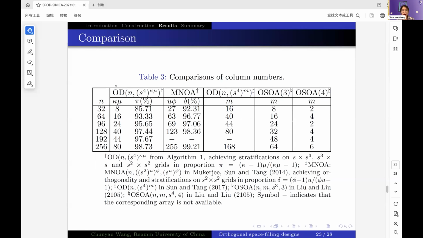Furthermore, the designs from algorithm 1 enjoy better space-filling properties, and they can accommodate many more columns than this type of designs. To sum up, the proposed designs enjoy better space-filling properties, and they can accommodate many more columns. So they are a very competitive choice for computer experiments.